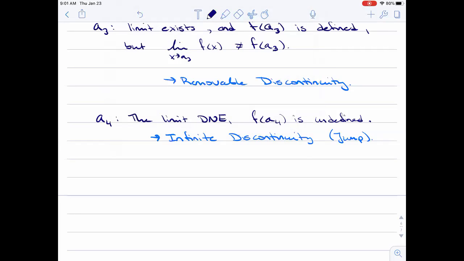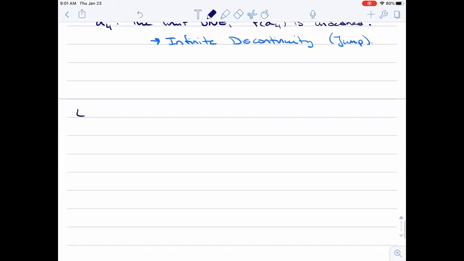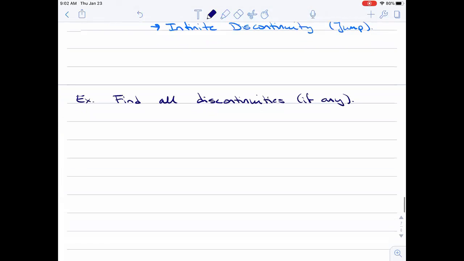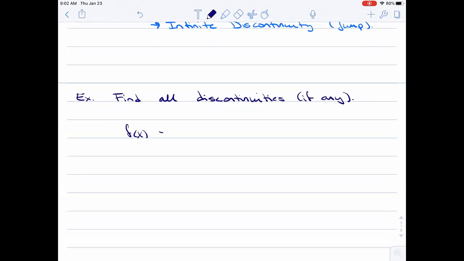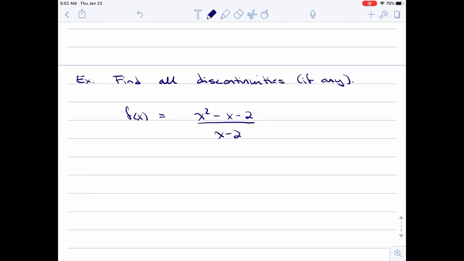Let's do another example. Find all discontinuities, if any. F of x is going to be piecewise defined, and it's going to be x squared minus x minus 2 over x minus 2 if x is not equal to 2. And it's going to be 1 if x equals 2.